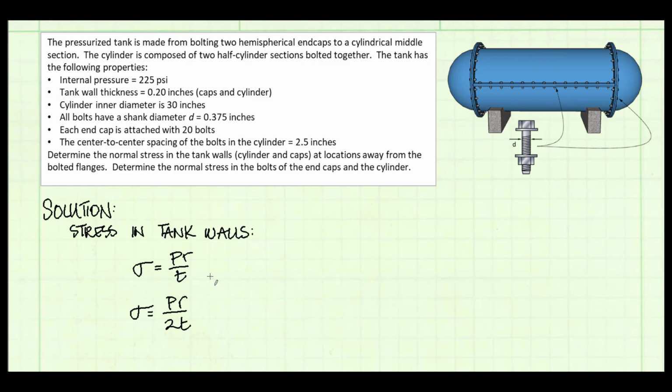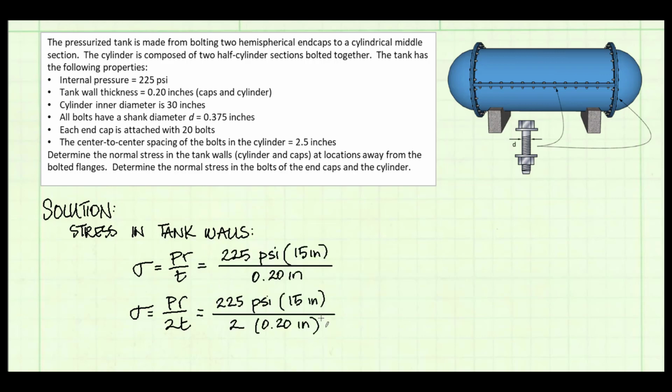Sigma equals PR over T and sigma equals PR over 2T. In both equations, P is the internal pressure. R is the internal radius. Our cylinder inner diameter is 30 inches, so our inner radius is 15 inches. The same would be true for the end caps. They would need to match the cylinder, so they have an internal radius of 15 inches. The wall thickness is given as 0.2 inches for both the end caps and the cylinder.